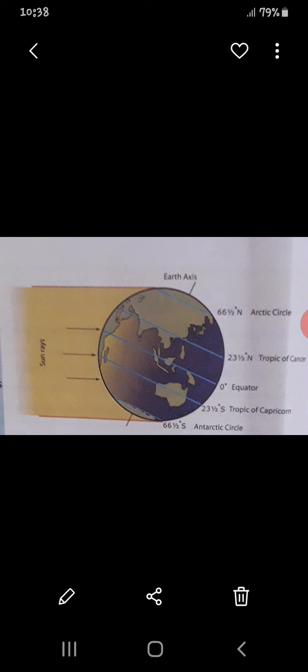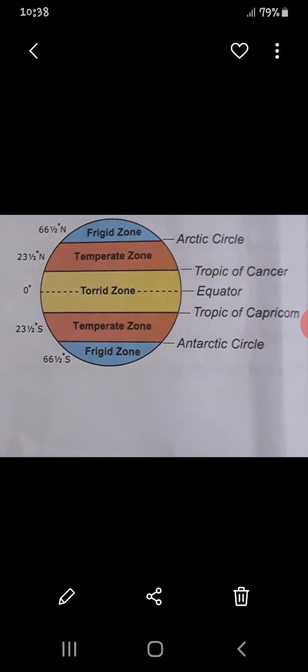Temperature zones or heat zones. So what are they? You can see that you have the torrid zone, in yellow, around the equator, where the sun's rays fall direct. It's the torrid zone. Heat is more there.